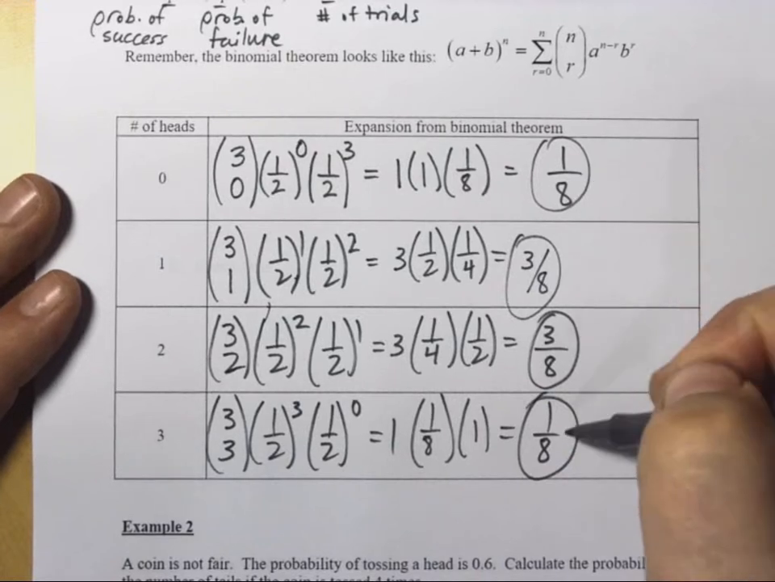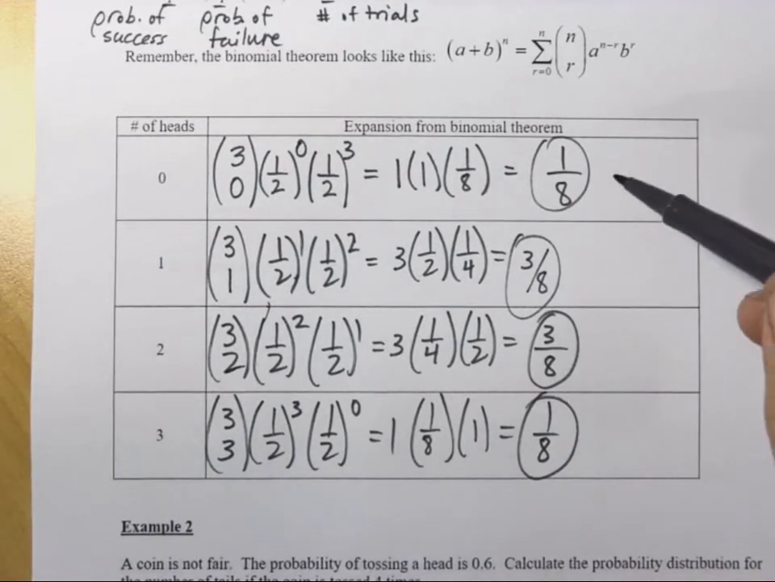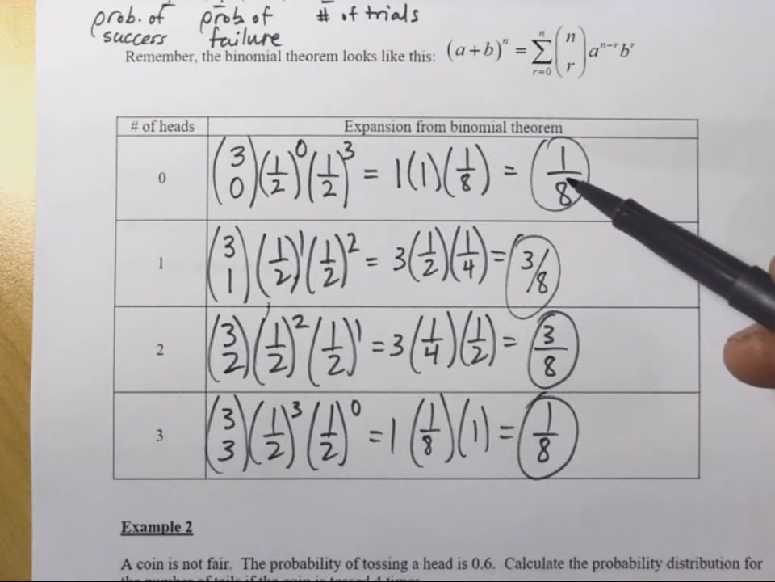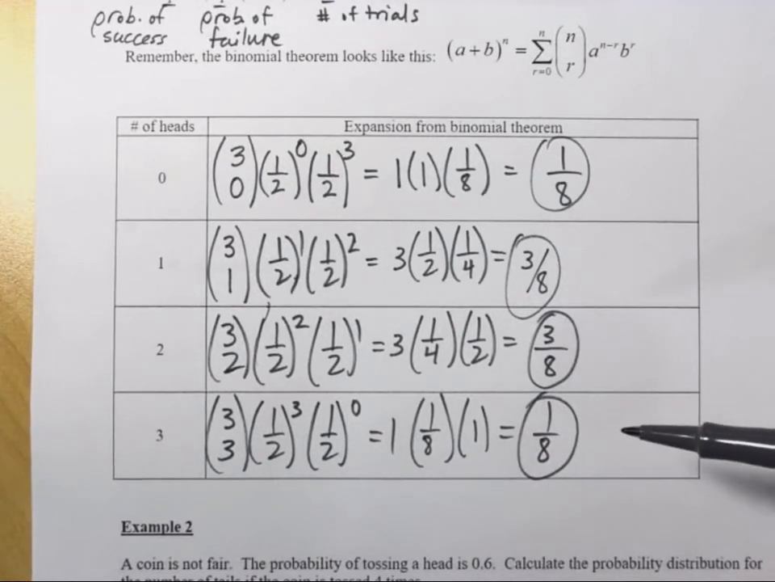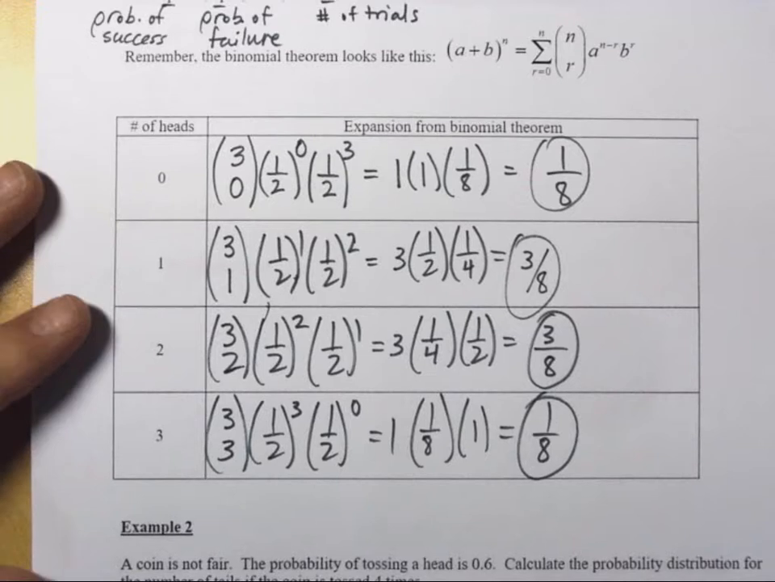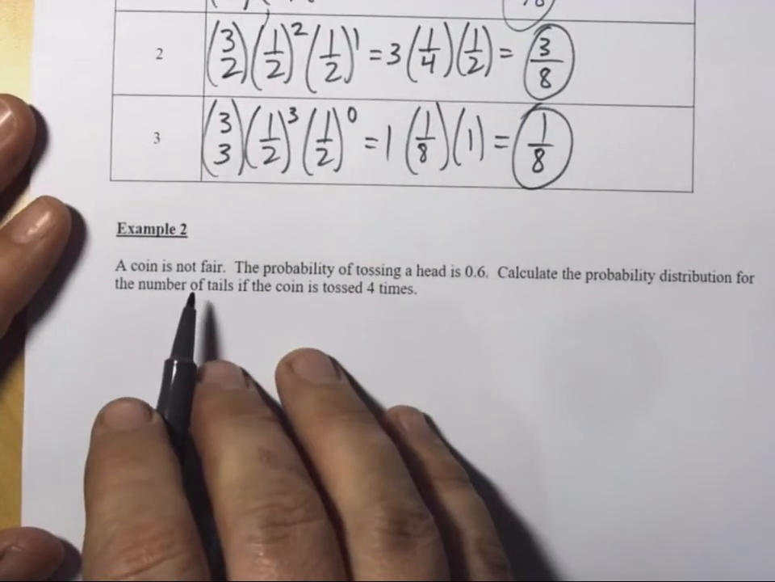Well, look at that. We've got the exact same answers as we would have gotten using the tree diagram. So this is a very powerful method for calculating these probabilities quickly and easily. Only for things that involve Bernoulli trials, though. All right, let's go through this one real quick then.